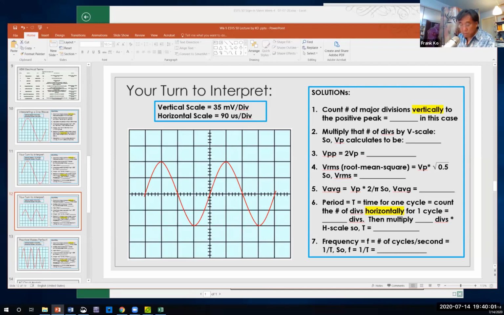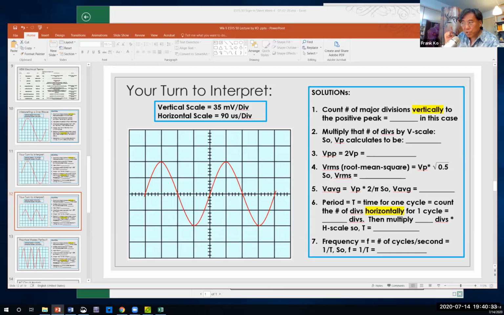All right. Let's see how we did with these calculations. Erica, can you walk us through number 1 and 2 to give us the volts peak, please? How do we calculate volts peak, Erica? Are you back with us? Yes. You count the number of notches up to the peak. Okay. And how many do you count? I counted 10.